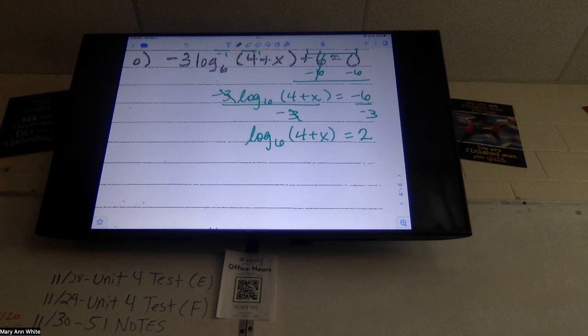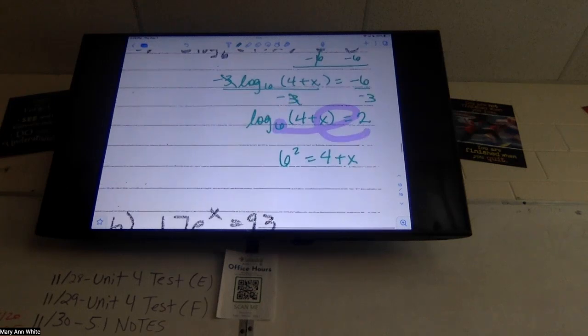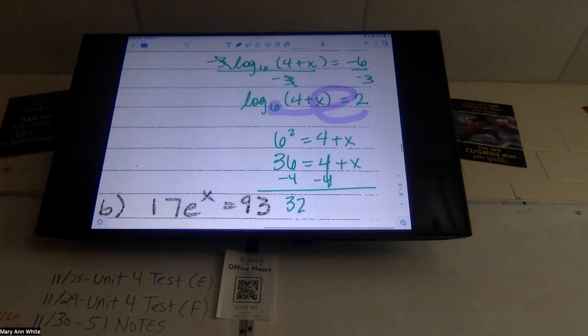Now we log roll. What happens when I log roll? Six squared equals 4 plus x. We're a little quiet on our log rolls. Are we okay? We're just mentally doing it, not saying it out loud. Okay, just got to confirm if we are struggling with that. 6 squared is 36. 36 equals 4 plus x, minus that 4 from both sides. 32 equals x.